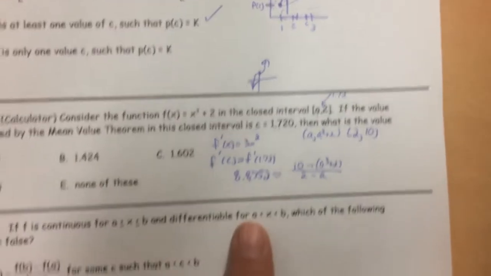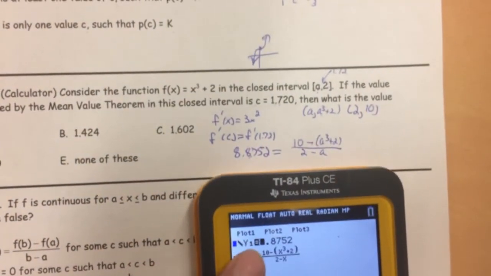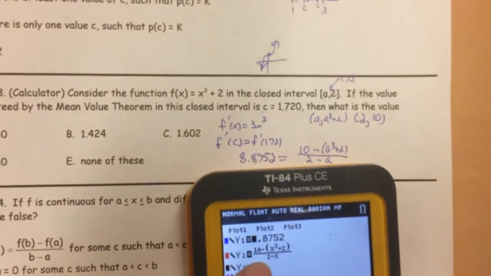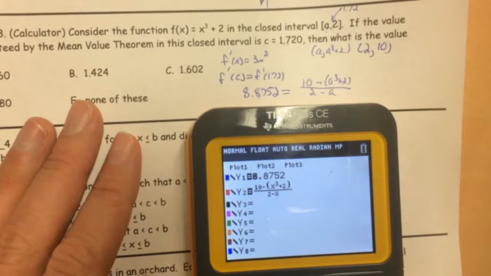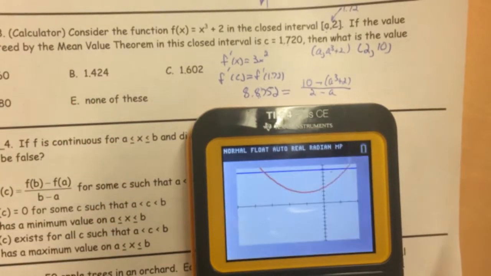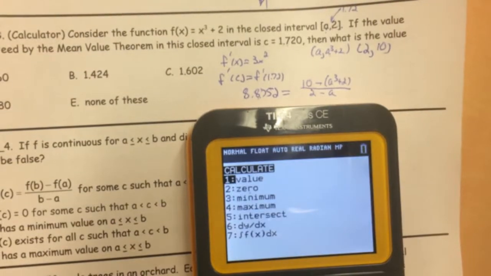And this looks like a pretty tough equation to solve, except you have to remember you have a calculator. And when you have a calculator, you can just solve by graphing. You graph y equals 8.8752, and y equals 10 minus a cubed. In this case, we have to put in x, so x cubed plus 2 over 2 minus x, and we're going to graph it. And I noticed there are two intersection points. Either one of those could be answers.